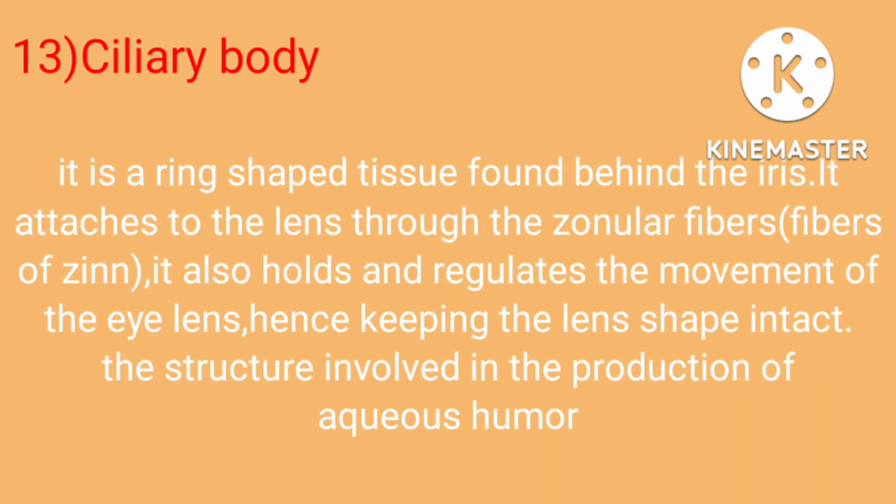Number 13. Ciliary body. It is a ring-shaped tissue found behind the iris. It attaches to the lens through the zonular fibers, or fibers of Zinn. It also holds and regulates the movement of the eye lens, hence keeping the lens shape intact. It is also the structure involved in the production of aqueous humor.